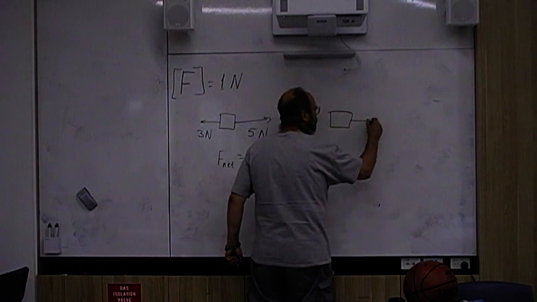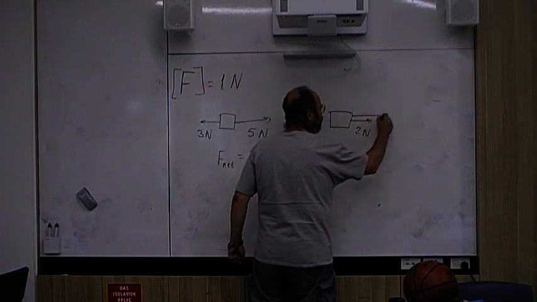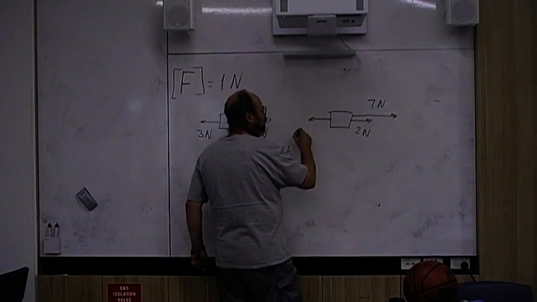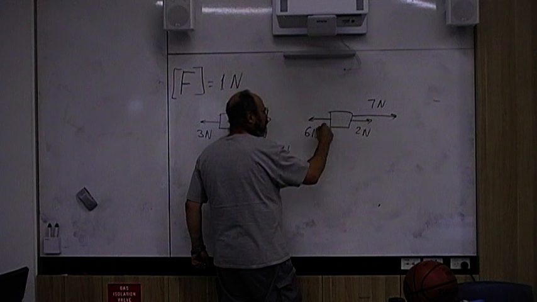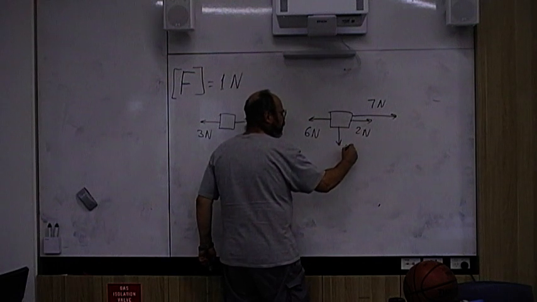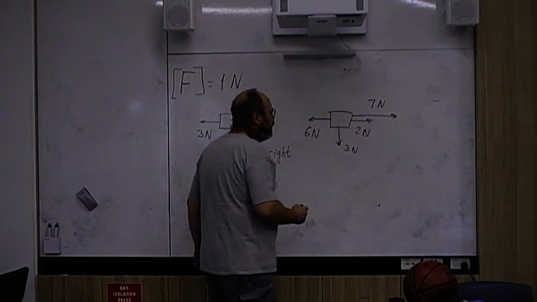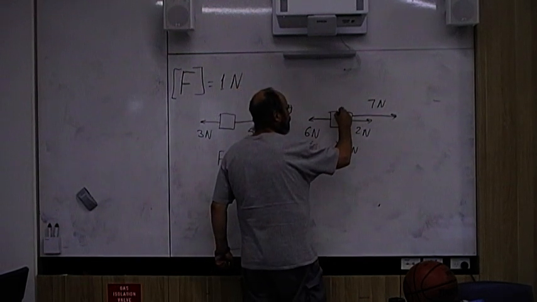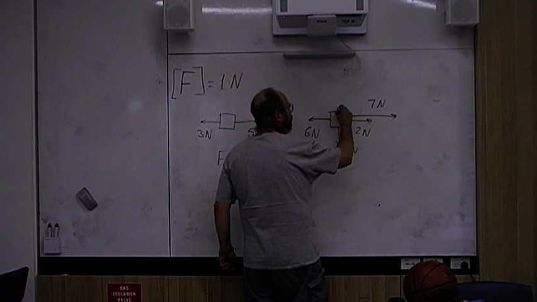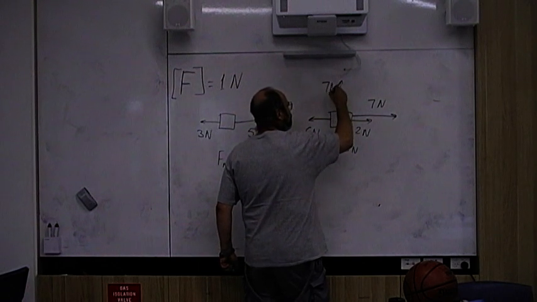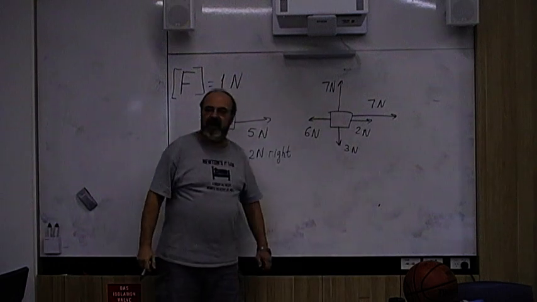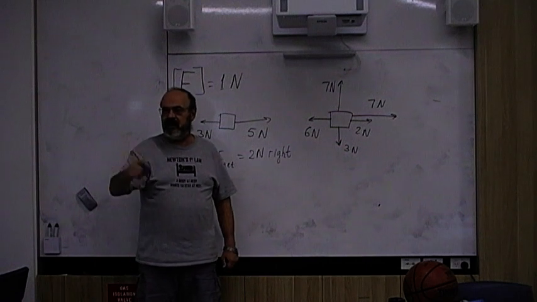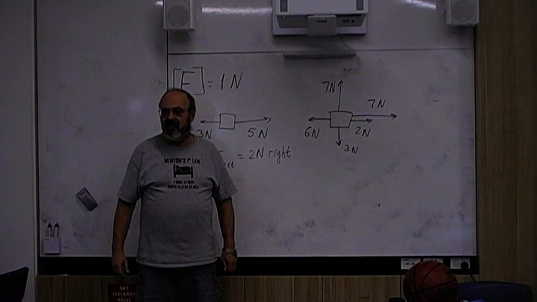We have 2 newtons. We have another force of 7 newtons. We have a force of 6 newtons. We have a force of 3 newtons. And we have 7 newtons up. How will we find the net force in this case? Yes, get both horizontal and vertical.